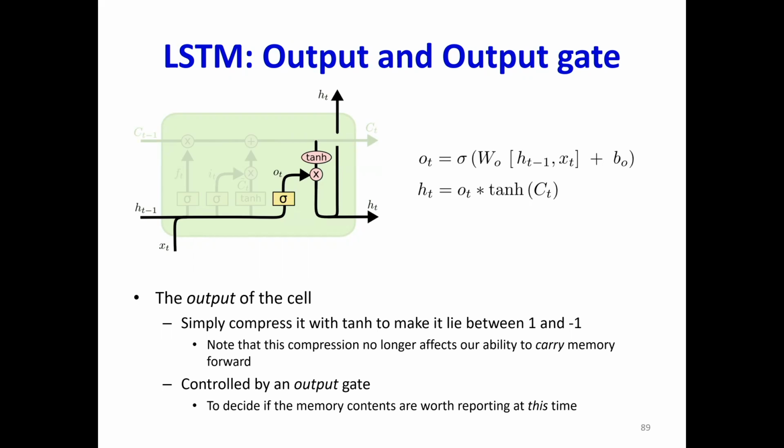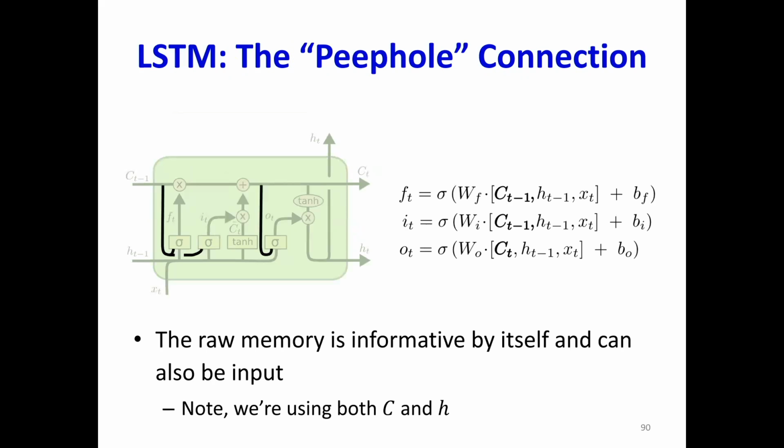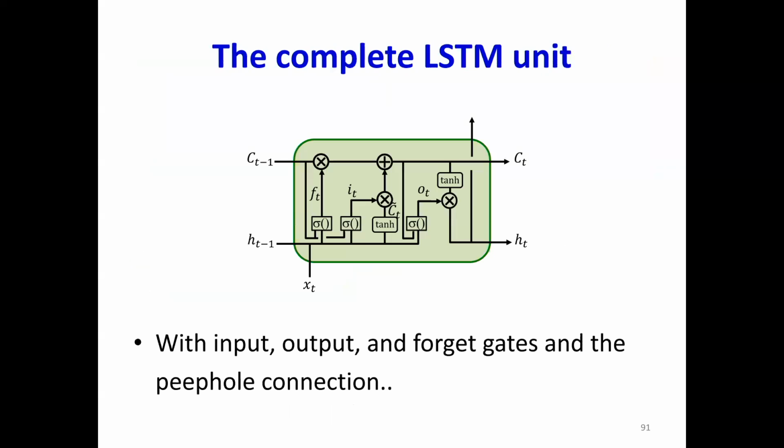Now the non-linearly compressed memory state actually carries information about the previous state, but maybe there's some loss of information because it's gated. So they found that you can just add a direct connection from the raw memory itself, and that improves the performance. They call it the peephole connection, nothing special about it. But then the entire collection of operations is shown by this figure over here.